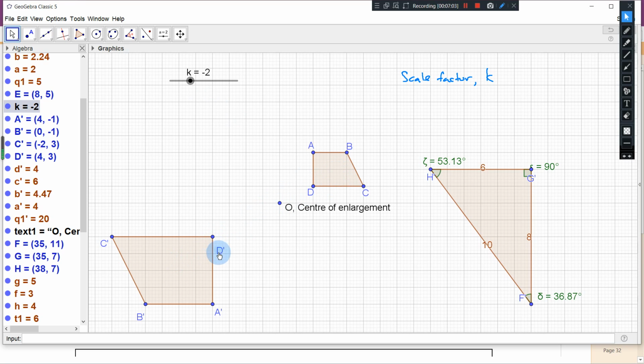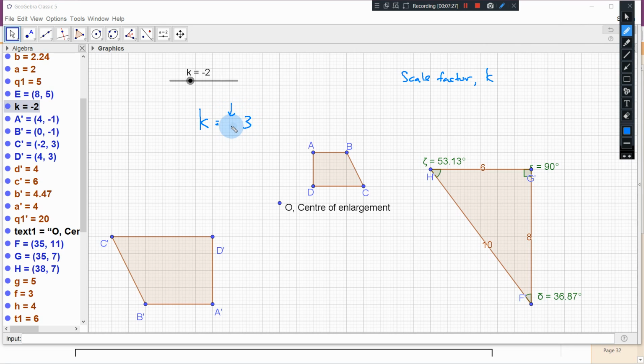Normally we label the vertices of an image using the same letters, but we add a prime over here. The image of D is D prime, the image of A is A prime. Okay, so just bear in mind, when we look at the scale factor, we actually know two things.